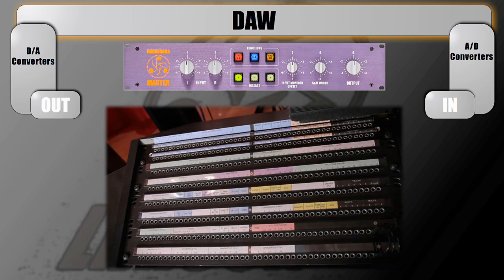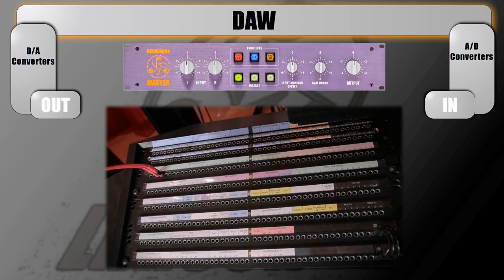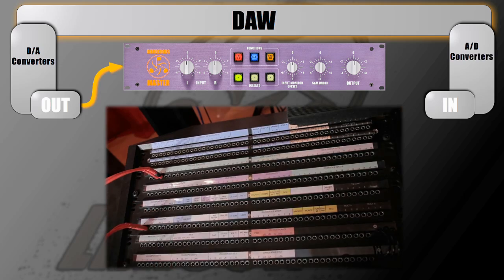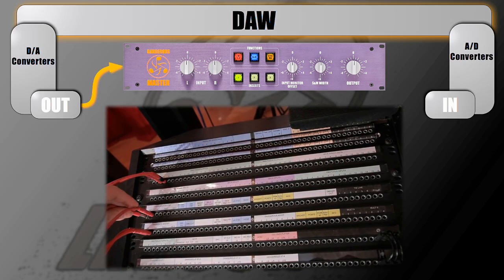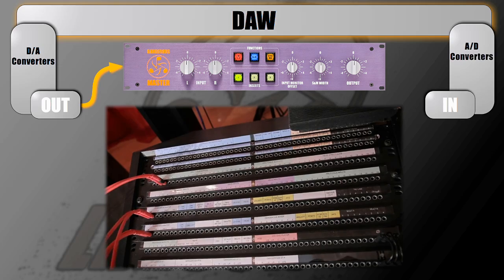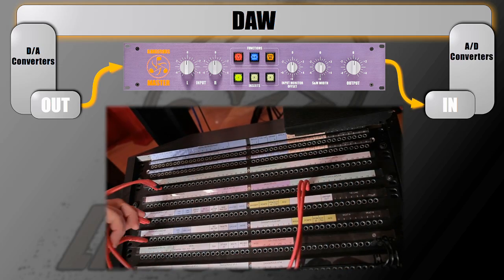Here's how you would patch this. The output of my DAW into the input of the Dangerous Master, and the output of the Dangerous Master back into my DAW.